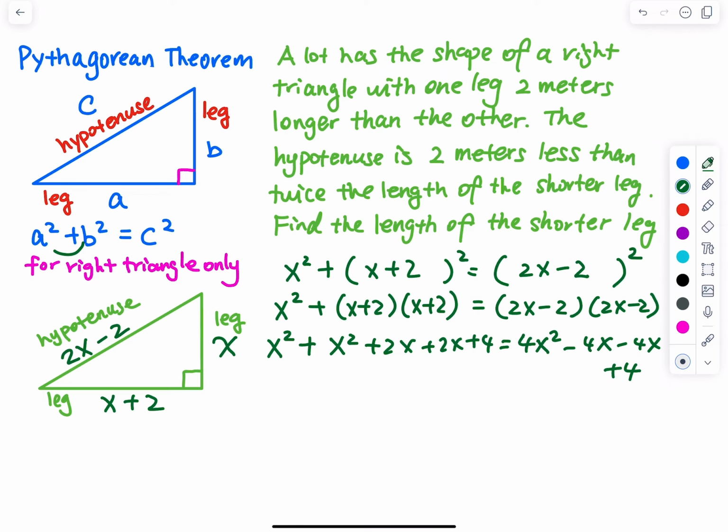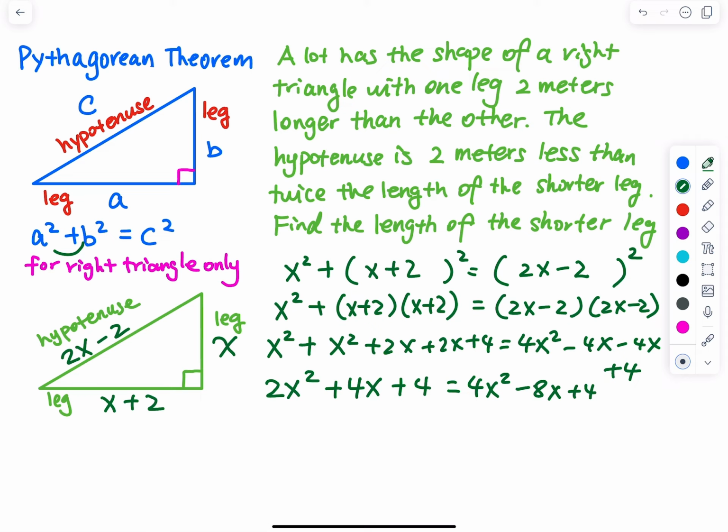All right, so let's clean up each side. We have x squared plus x squared equals 2x squared. Then 2x plus 2x, and then the 4 itself. On the other side, the right-hand side, 4x squared. Negative 4x minus 4x is minus 8x, and then plus 4.